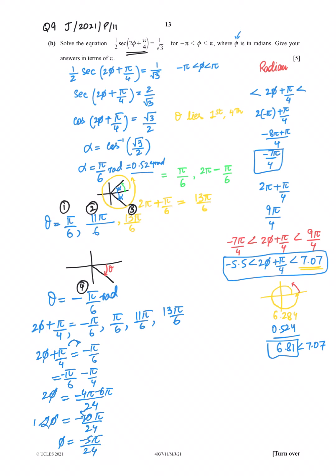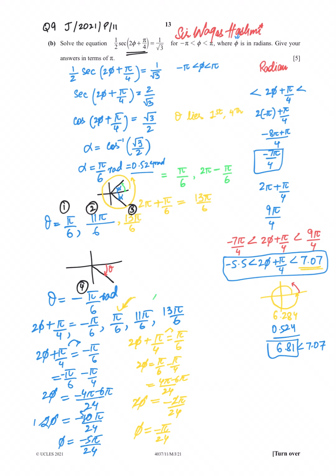Similarly, we are going to pick the second one, and that is pi over 6 again. So it's 2 psi plus pi over 4 equals pi over 6. Same method, 2 psi equals pi over 6 minus pi over 4. Taking the LCM, it's 24. 4 pi minus 6 pi leads to minus 2 pi divided by 24 equals 2 psi. 2 and 2 cancel. So the second answer is minus pi over 24, with the angle pi over 6.